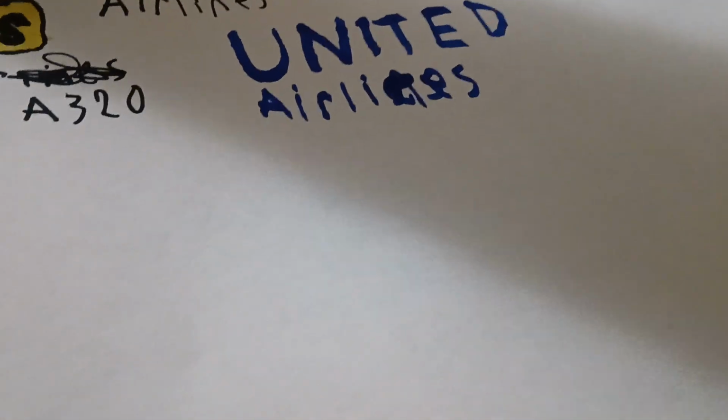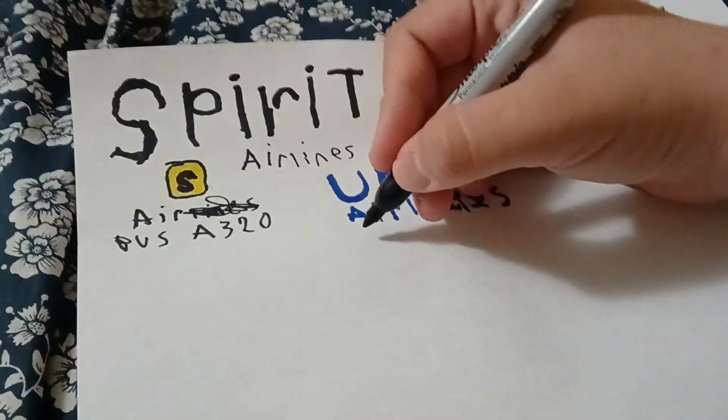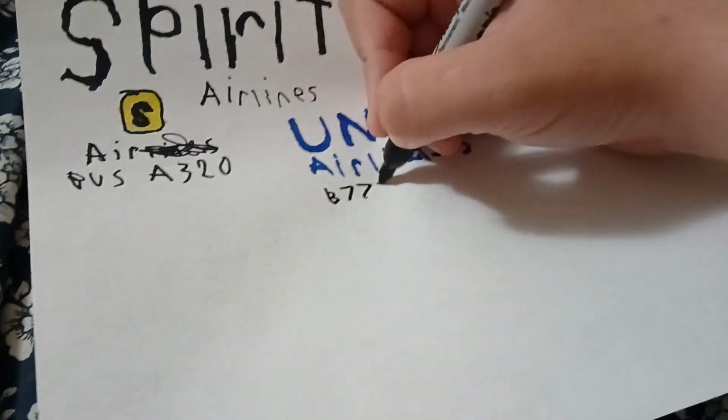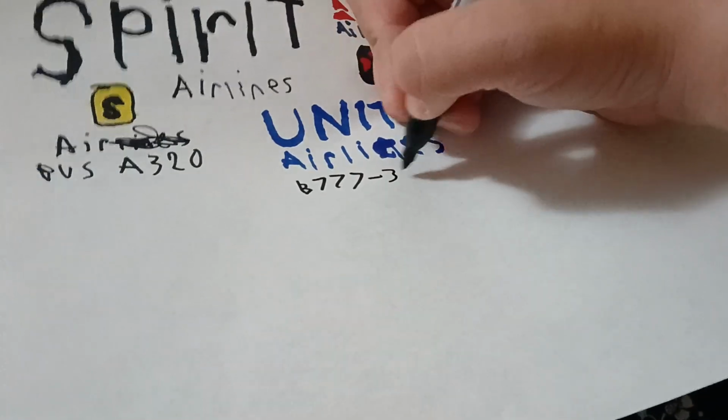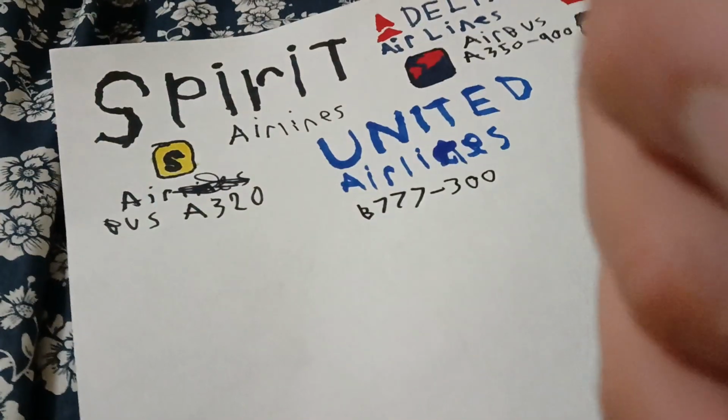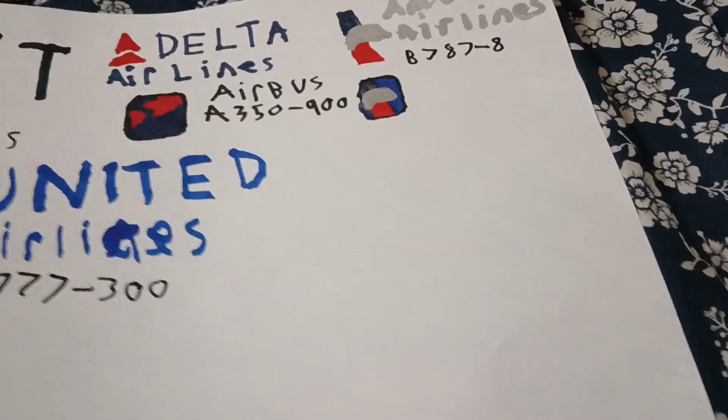Now it's time for their popular aircraft, which is the Boeing 777-300. Alright, I'm pretty sure it's the 777. Boeing 777-300. Alright, next level. Level 5. Frontier Airlines. Alright, welcome to level 5.